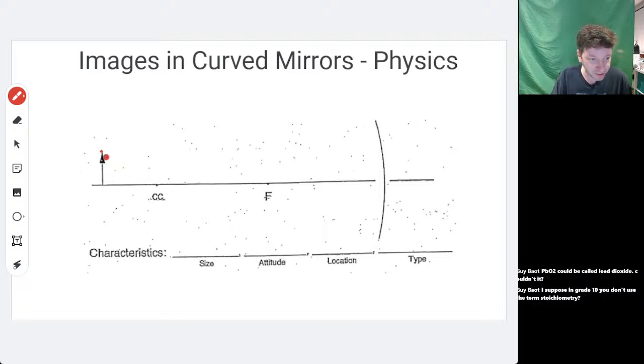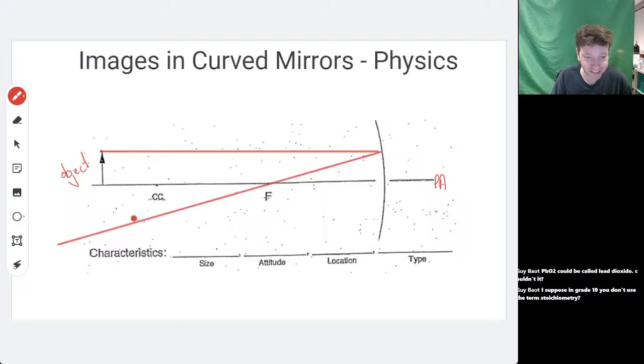So the first one, you're going to draw a line parallel from the top of our arrow here. This is our object. This little arrowhead is our object. So from the top, we're going to draw a line parallel to the principal axis. This is our principal axis, this line here. So parallel. Okay, it kind of went down as I let go of the mouse, but whatever. It's not going to be perfect. And then it's going to reflect through the focus, like so. Then always draw your arrows so that you know the directions.